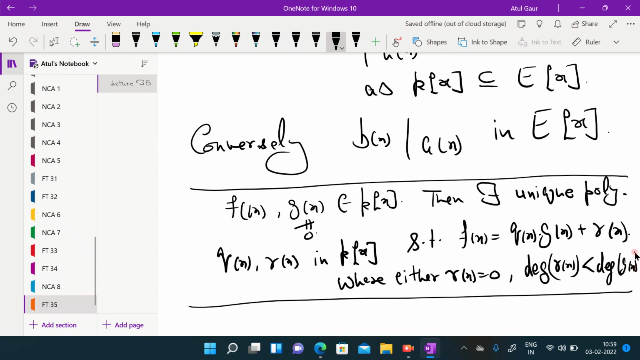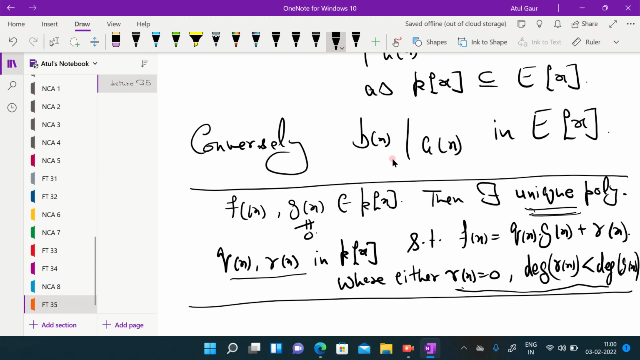Is that fine? So uniqueness subject to this condition, r(x) पे रेस्ट्रिक्शन है, या तो वो जीरो है, otherwise its degree will be strictly less than degree of g(x). With this, such q(x), r(x) exist uniquely. Is that fine? Yes, sir. तो अब इसके ये यूनिकनेस पॉइंट यूज करेंगे हम लोग यहाँ पे.